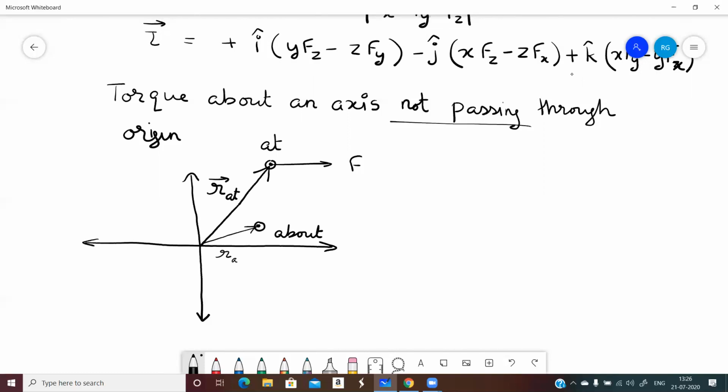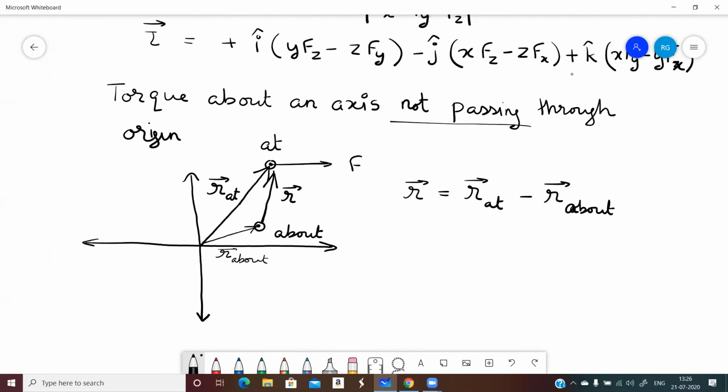So this is r about. We can write the position vector as follows. Now about this point, the position vector of this, because we have to do r cross f. So the r in this case is this. And this r can be written as r at minus r about.